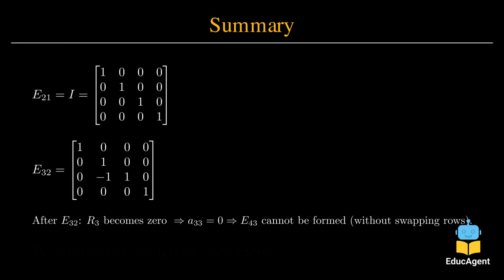Watch the next video to see how a row exchange, a permutation step, fixes the 0 pivot problem and lets elimination continue smoothly.